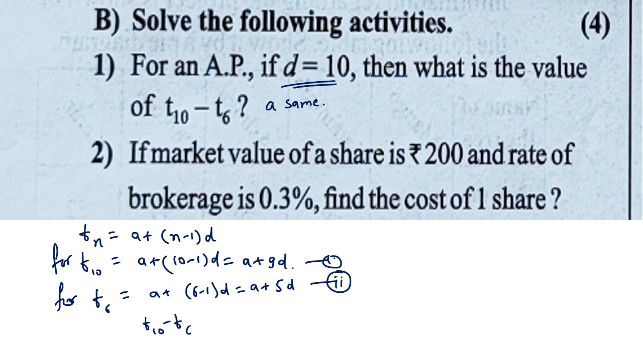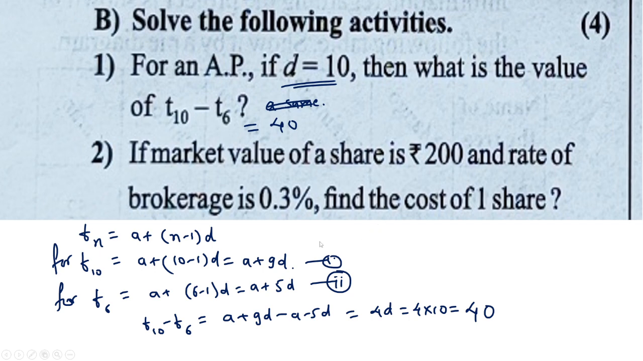t10 minus t6 will be equal to a plus 9d minus a minus 5d. That will be equal to 4d. It is equal to 4 multiplied by 10. It is equal to 40. You will get t10 minus t6 as 40 because a is the same for an arithmetic progression.